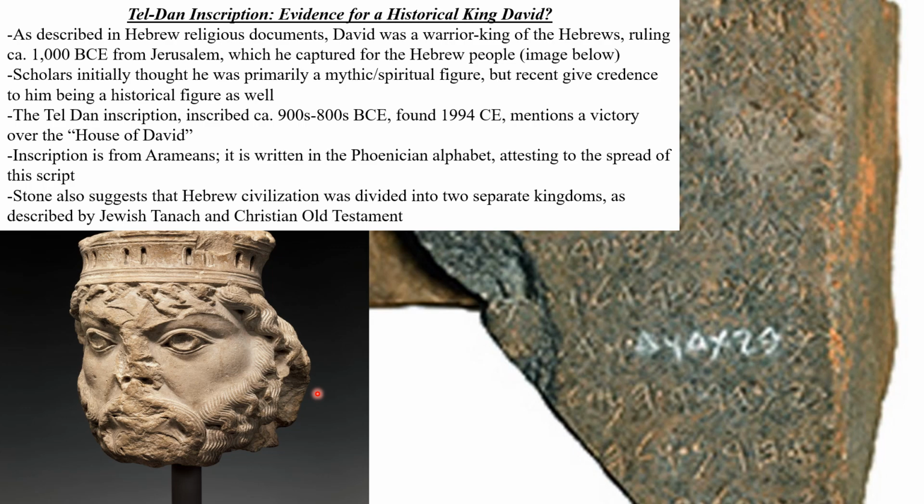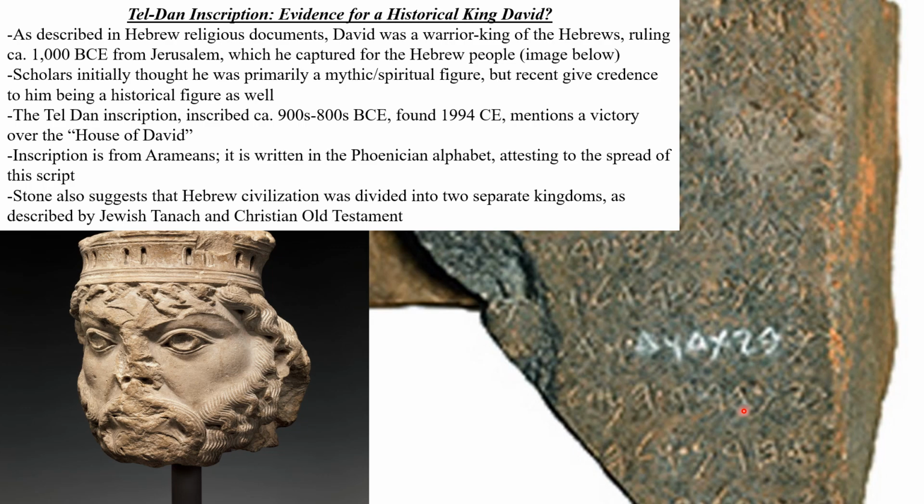The Tel Dan inscription from about the 900s to 800s BCE, found around the year 1994 of the Common Era, mentions a victory over the house of David by another people group in the ancient Near East. The inscription is from a people called the Arameans, and it's also written in the Phoenician alphabet, which is interesting, showing how the Phoenician script had spread throughout the region because of its utility.